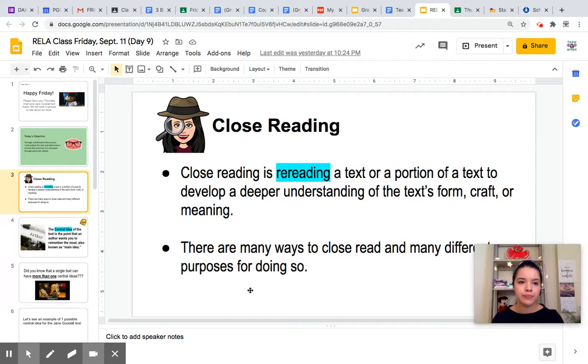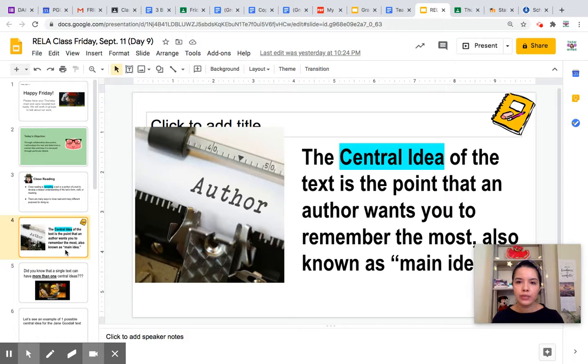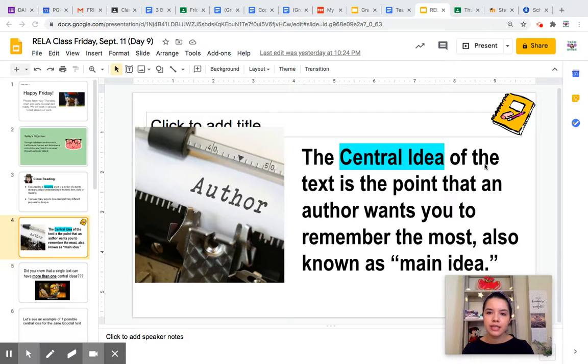All right, so the central idea, and again, we have a little journal up here for my visual learners. If anybody wants to come back and pause to note down the definition. The central idea of the text is the point that an author wants you to remember the most, also known as the main idea. In elementary school, we might have heard this term main idea. In middle school and high school, we call that the central idea, right? It's coming straight from the author, and this is the point that they want us to really remember about the text. So we're going to start really thinking about that for the Jane Goodall story.